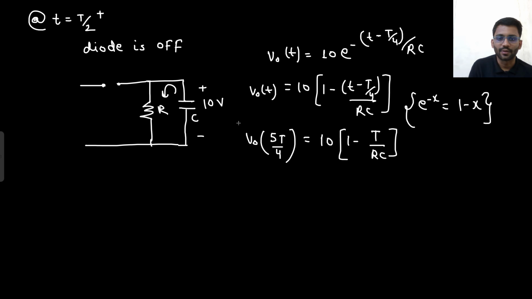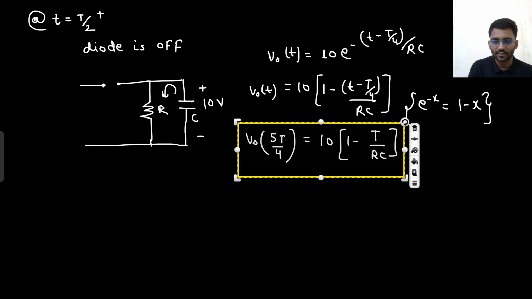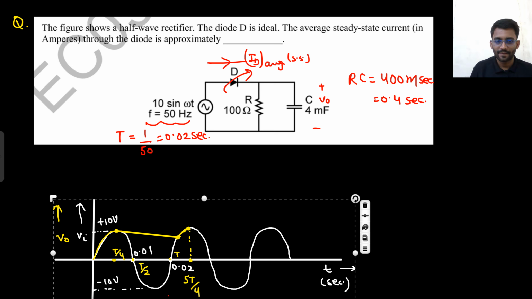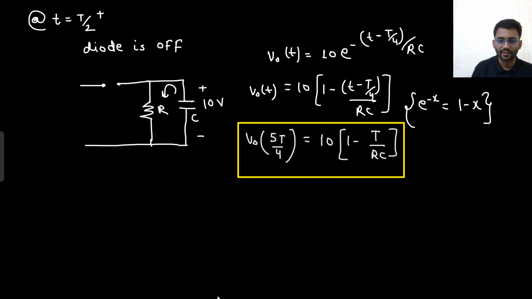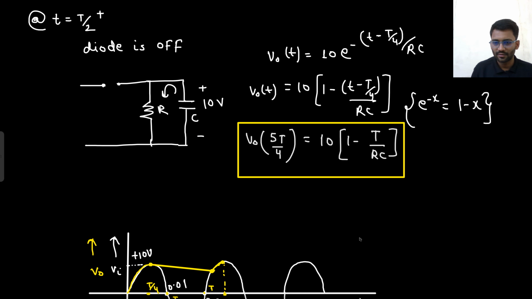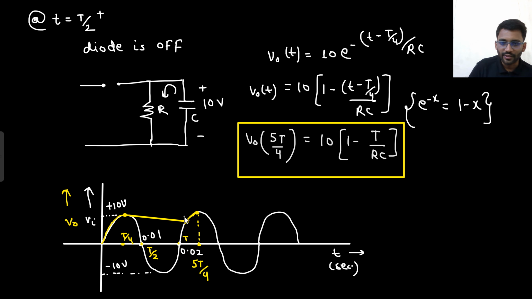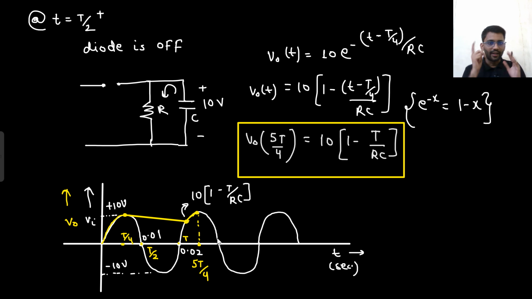Did you understand this point or not? This value I can write. This value here I should not write. In the next page I will write. I will just copy this signal and paste it here. So this potential I got to know is Vm into (1 minus T by RC). Are you understanding this point? And in this much of time, your diode is off.